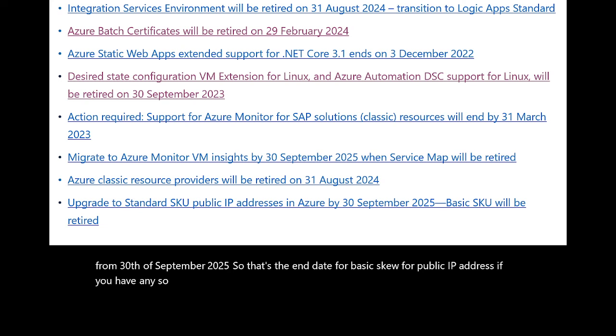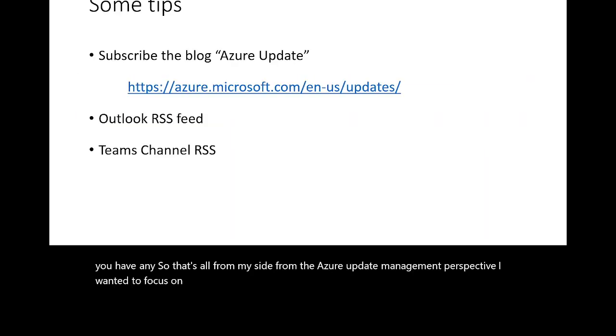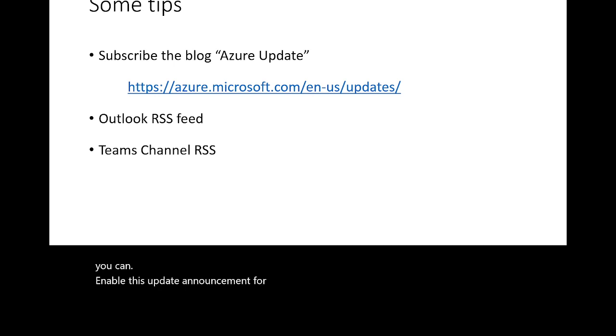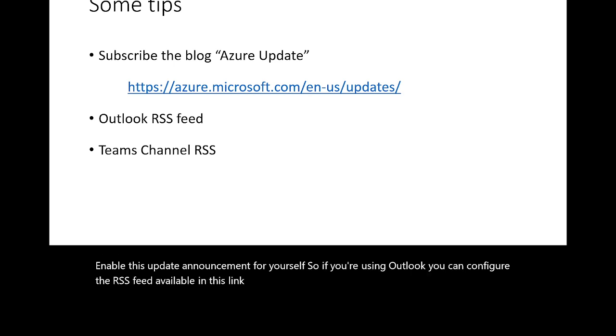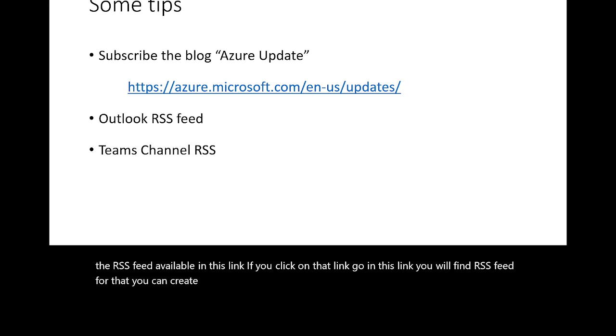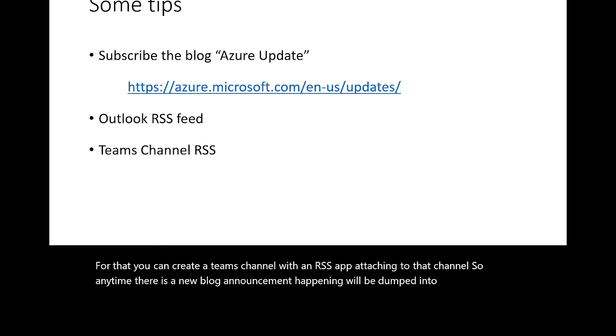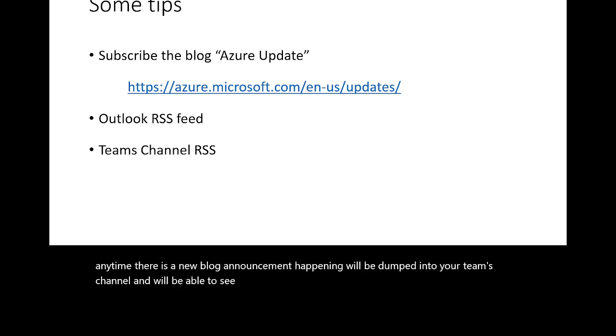So that's all from my side from the Azure update management perspective. I wanted to focus on the retirement part of it, but I also wanted to give some options by which you can enable this update announcement for yourself. If you're using Outlook, you can configure the RSS feed available in this link. If you click on that link, you will find the RSS feed for that. You can create a Teams channel with an RSS app attached to that channel. So anytime there is a new blog announcement, it will be dumped into your Teams channel and you'll be able to see what announcement happened at that time.